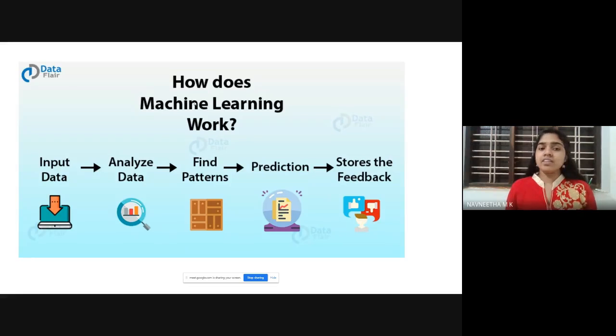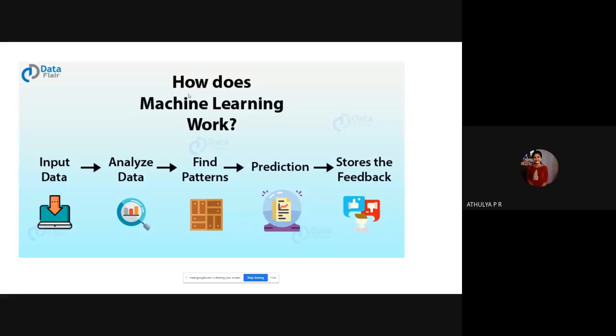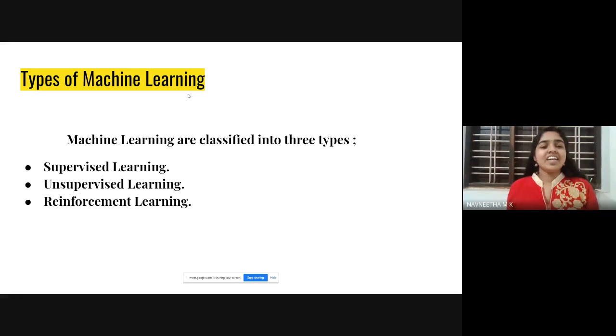Next we give another input data. What does the machine do? It goes through this entire process. First, it analyzes the input data, then finds the pattern, then it tries to predict, then it stores the feedback in memory. These are the learning process of a machine. Machines learn everything through this process. Is it clear? Yes. Okay, then next we will move to the types of machine learning.